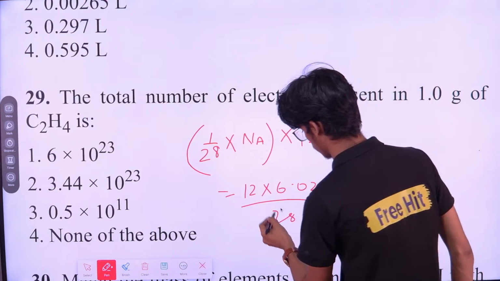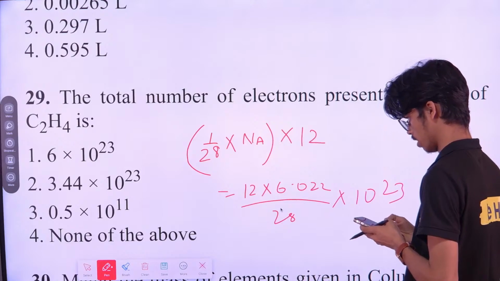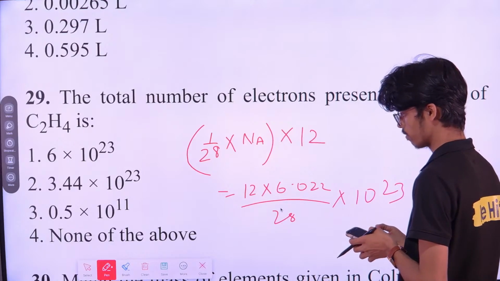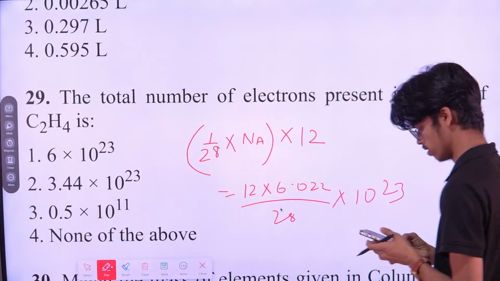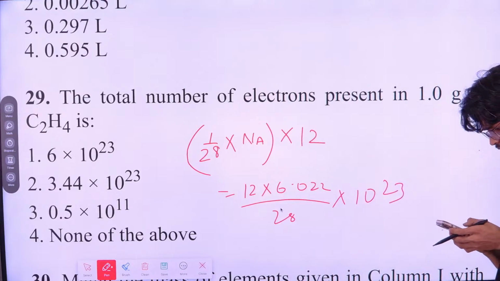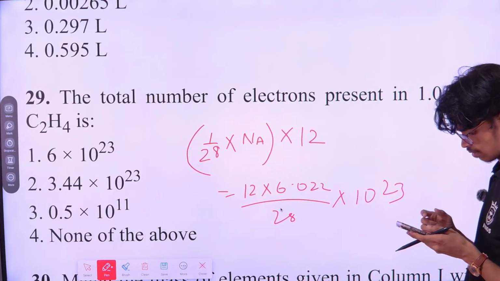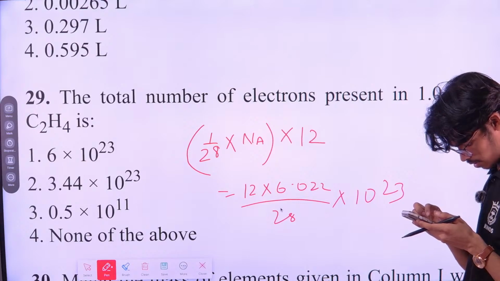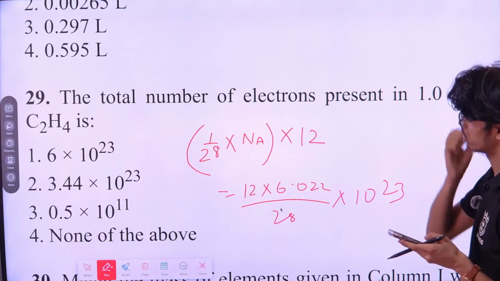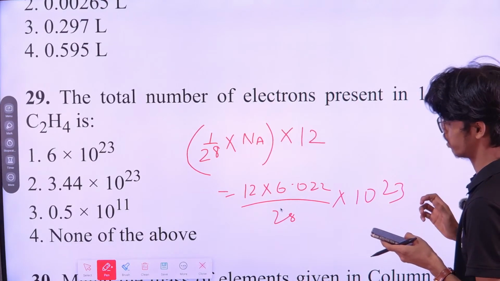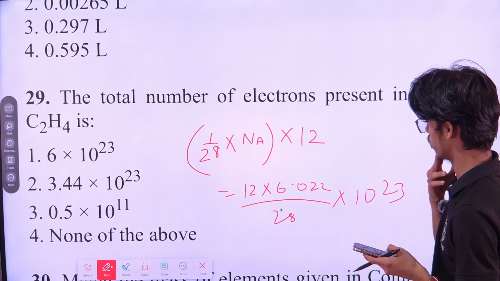Okay, got it. So 12, just multiply it. 12 into 6.022 and divided by 28. Okay, 2.58 into something. I think 2.58. I am not getting any answer. 2.58. Is this the right option? Wait, let me check. It's very hard to tell, the answer is none of these. 3.44 into 10 to the power 23, somebody's answer. Wait, option number 2, okay. Might be option number 2 is the right answer, but I am doing something wrong.